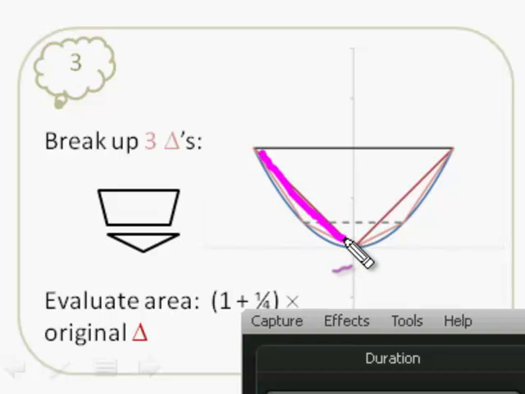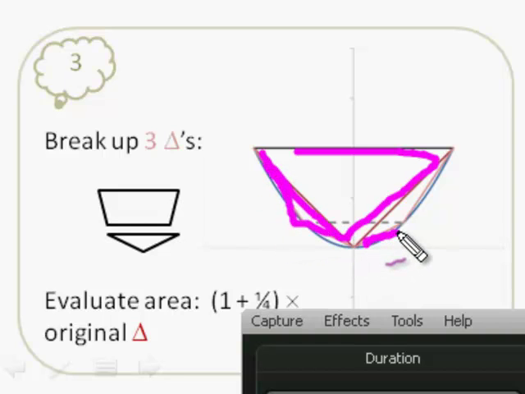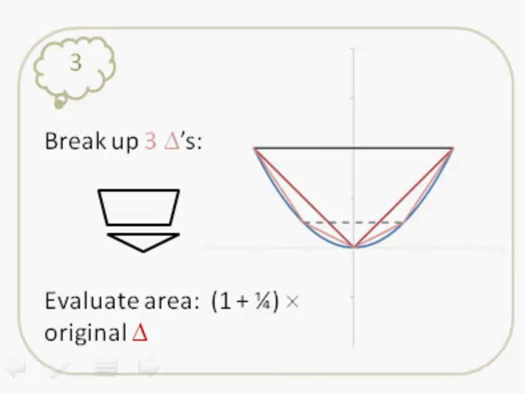We have our original triangle. Then we have 2 triangles coming off that original triangle. And so we have a total area of 3 triangles. I'm going to break those 3 triangles up in a different way, as a trapezoid plus a triangle. Okay, if you look again, you can see how the 3 triangles can be broken up into trapezoid plus triangle.